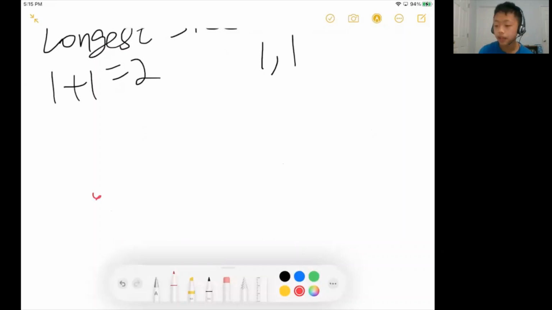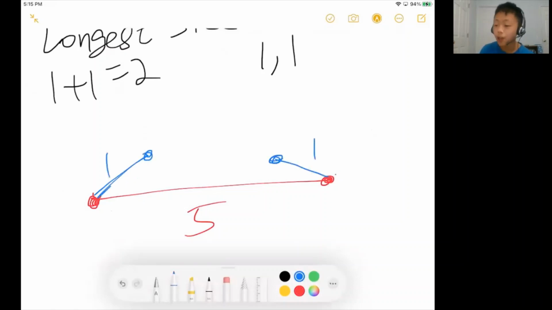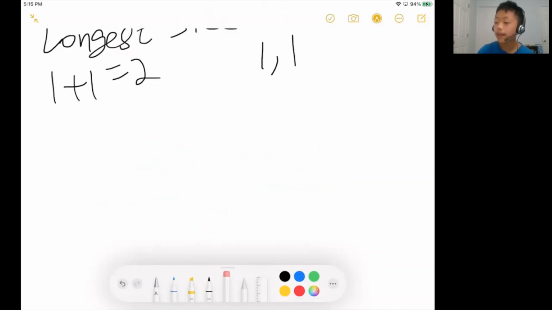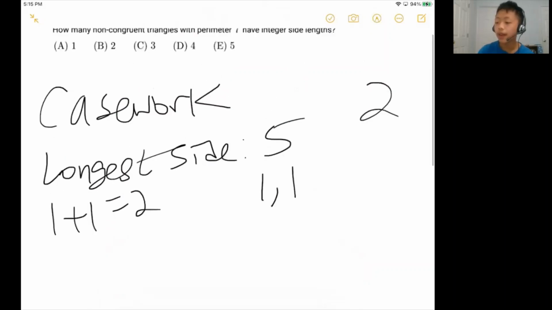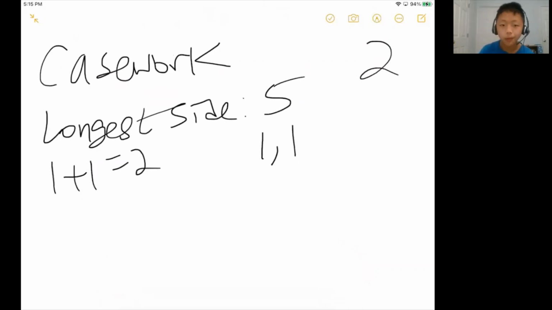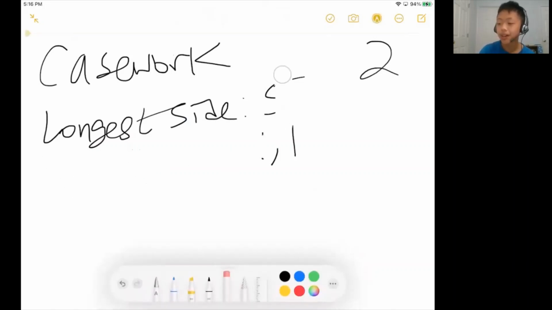You can visualize it, right? If you have a segment of length 5 and 2 segments of length 1, these 2 segments are not long enough to meet. It doesn't satisfy the triangle inequality. You can't form a triangle with side lengths 1, 1, and 5 because it's too short. So even though 5, 1, 1 theoretically could work, it fails the triangle inequality, so that doesn't work.